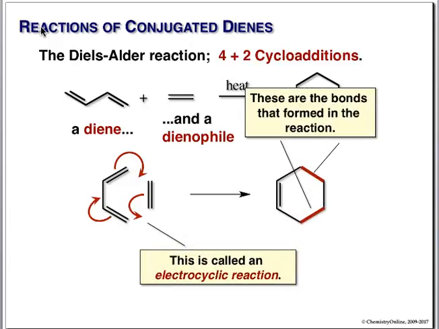Move these electrons in to make a bond, these to make a bond, these up to make our double bond, and we get our cyclohexene. The bonds that we made are shown here in red. We made this bond and this bond. These used to be the ends of our diene, and now our double bond is in the middle.